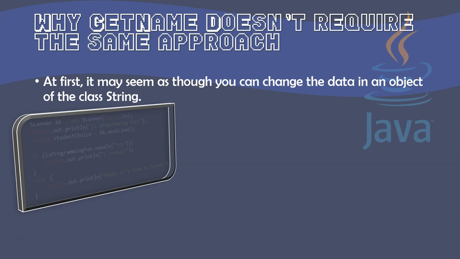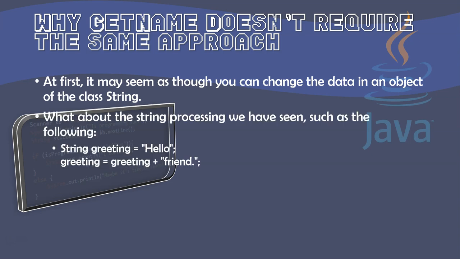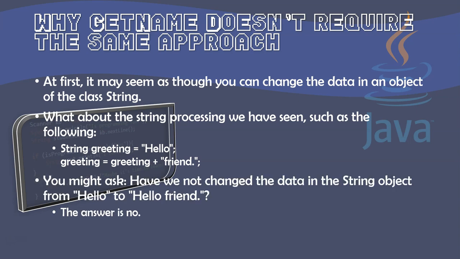Now, at first it may seem as though you can change the data in an object of the class String, because we say, well, what about our string processing we've done, like String greeting = "Hello", greeting = greeting + " friend", so it would say Hello friend. You're like, we're changing the data, right? And you say, well, didn't we just change it from Hello to Hello friend? Well, the answer is no, and let's look at why.